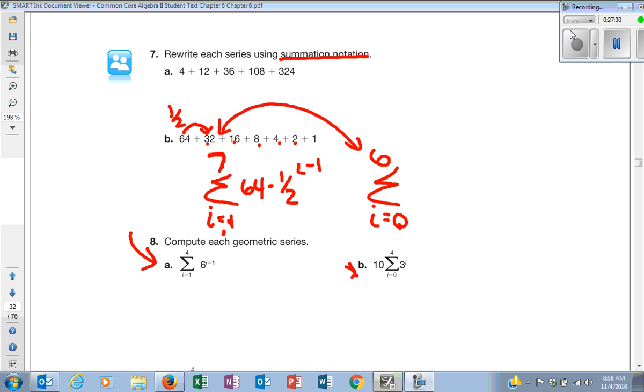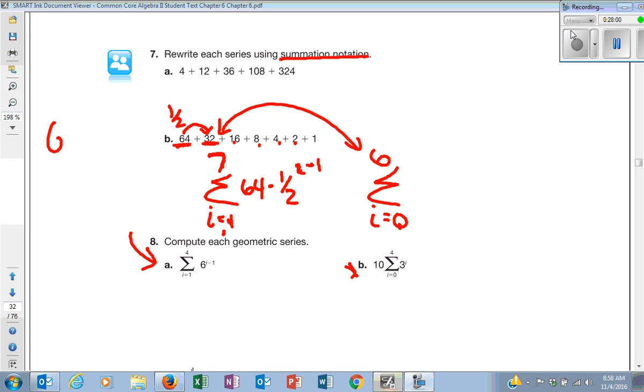Because if I plug in 1, 1 minus 1 is 0. Half to the 0 power is 1. Remember, anything to the 0 power is 1. 1 times 64 is 64. Try the next one. Take a 2, which should get me to 32. I take a 2, plug it in here. 2 minus 1 is 1. Half to the first power is a half. Half times 64 is 32.